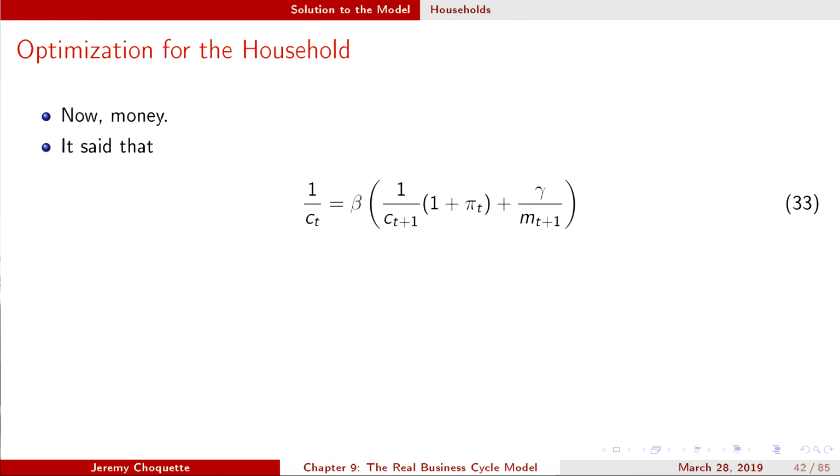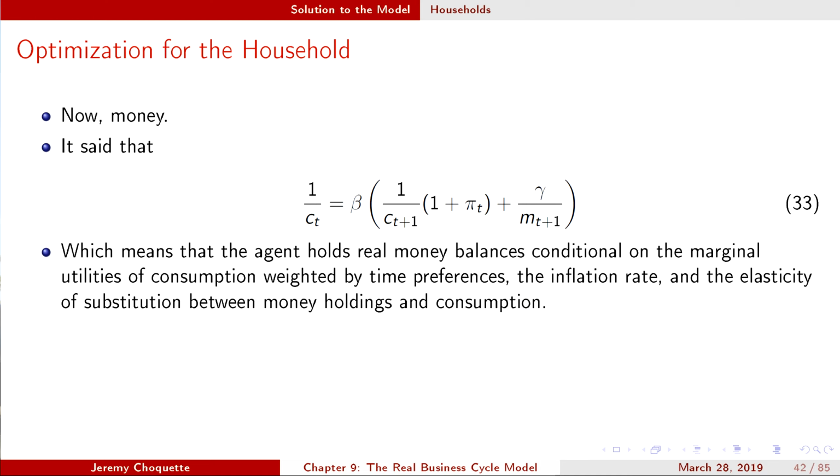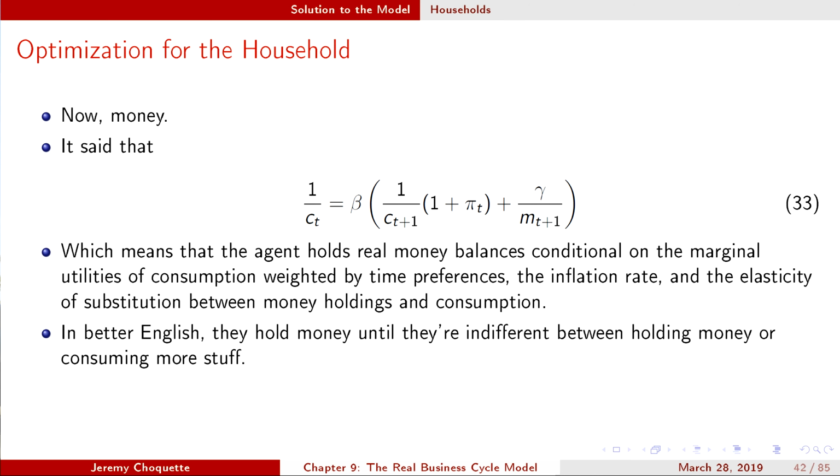Now, the first order condition for money said this stuff, right? What does that say? What does that mean? Well, it means that the agent holds real money balances conditional on the marginal utilities of consumption weighted by time preferences, the interest rate, and the elasticity of substitution between money holdings and consumption. Okay, maybe better English would help. They hold money until they're indifferent between holding money or consuming more stuff.